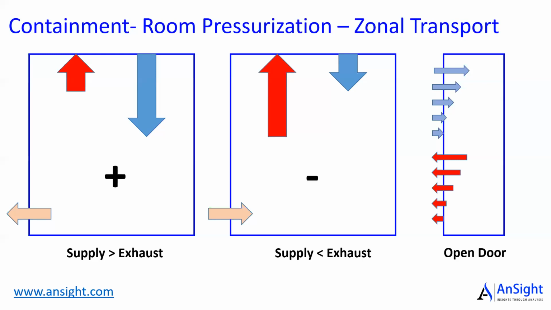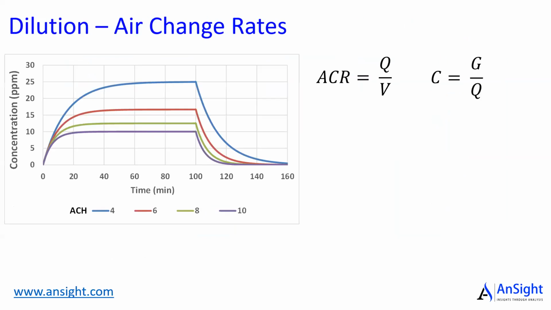Remember, these pressurization techniques treat the space as a black box. It doesn't care what is happening within the space. It is the zonal transport, the transport of contaminants from one zone to another, from corridor to the room, from operating room to maybe the anteroom or the buffer zone you have. It doesn't talk about what's going on inside the space. Okay, so I'm going to show that to you shortly.